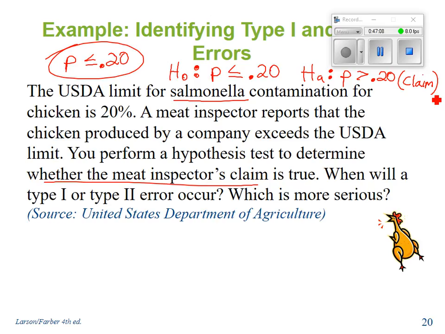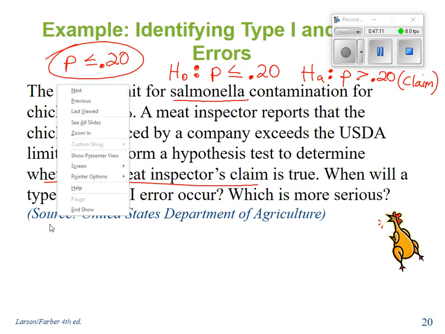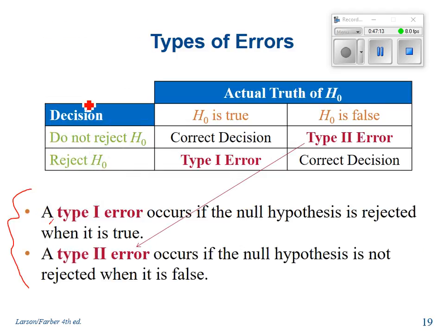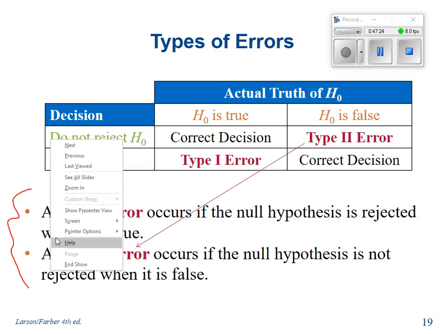A type 1 error, if we go back for a second, occurs when the hypothesis is rejected, but it comes out to be true. A type 2, when we fail to reject it, and it comes out to be false.